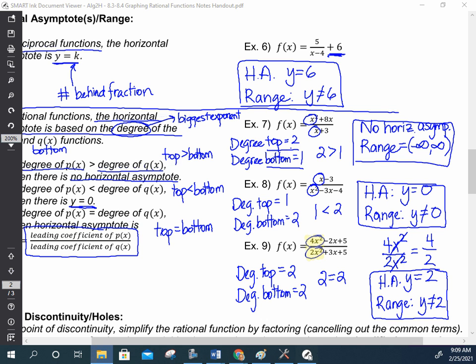So again, it's not a hard concept, but you have to understand what everything means. Once you understand what everything means, then solving out the problem is actually pretty simple. Any questions with horizontal asymptotes?